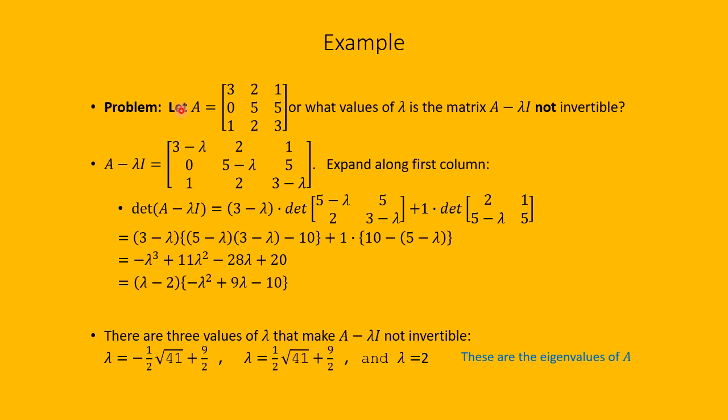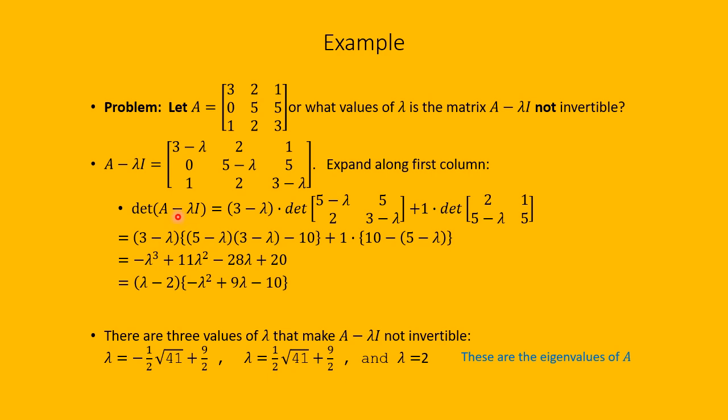As an example, let A be this matrix, and for what values of lambda is the matrix A minus lambda I not invertible? So A minus lambda I is going to be this matrix with lambda subtracted from the main diagonal. Remember that I is the 3 by 3 identity matrix that has 1s on the main diagonal, 0s everywhere else. So we need to find out what this determinant is.